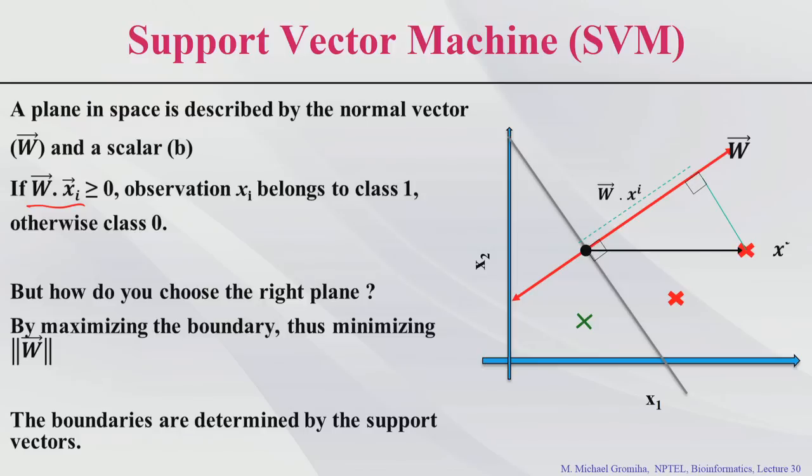Then the problem is how to choose this plane. In this case we have to maximize the boundary. Here you can minimize this vector w, so that you can see the right plane, you remove the other planes and then you can see the right plane. How to define the boundaries? You can see the support vectors. The support vectors will help to determine and assign these boundaries. In this case you can define this hyperplane.